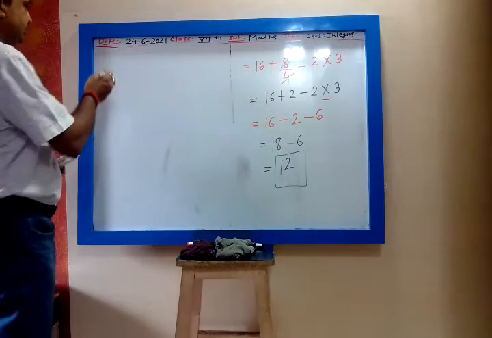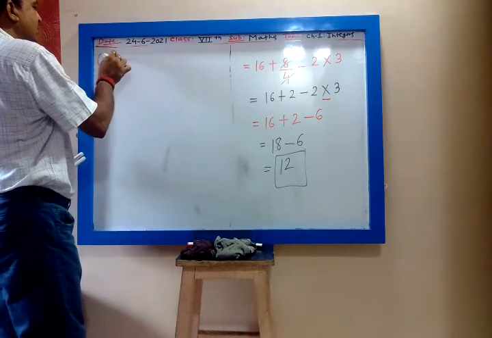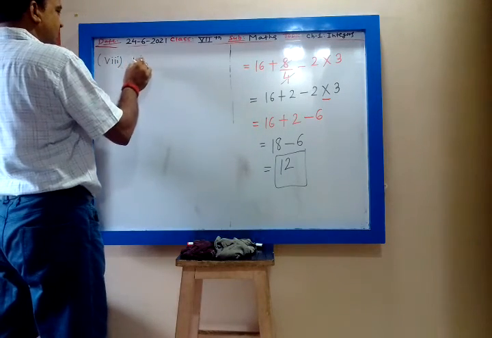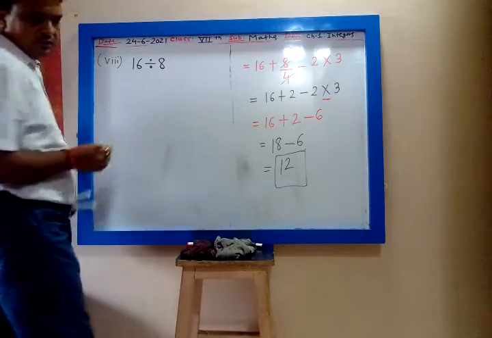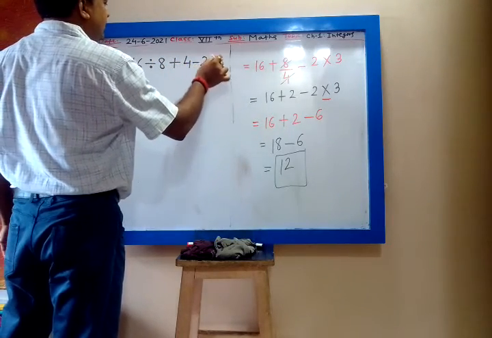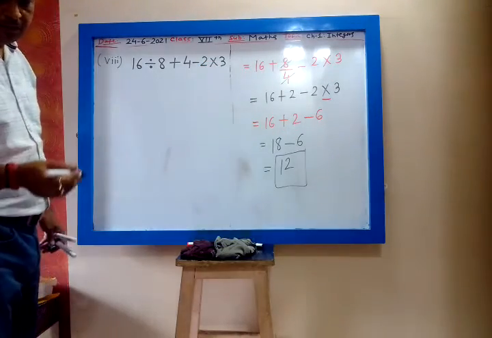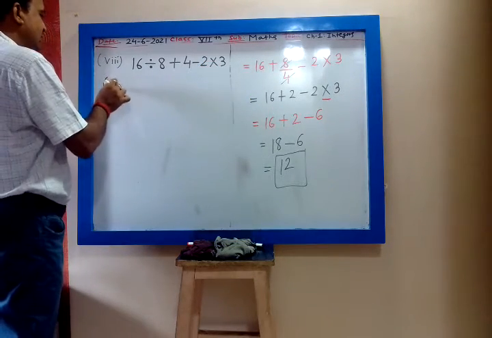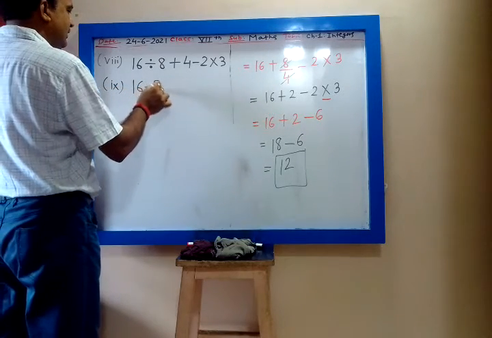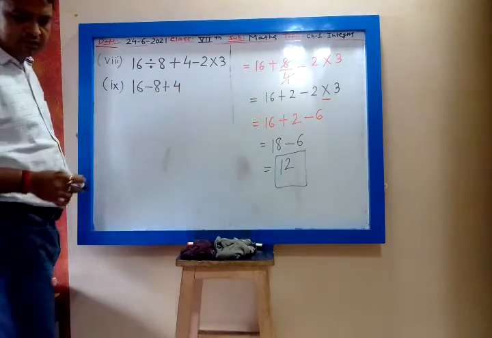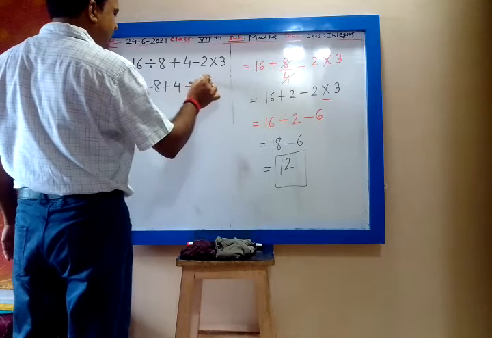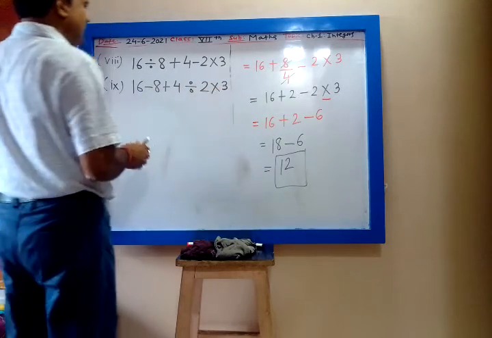Now 8th one, let me list all the problems. 8th one: 16 divided by 8 plus 4 minus 2 into 3. Let me list all the problems first. Then 9th one: 16 minus 8 plus 4 divided by 2 into 3.